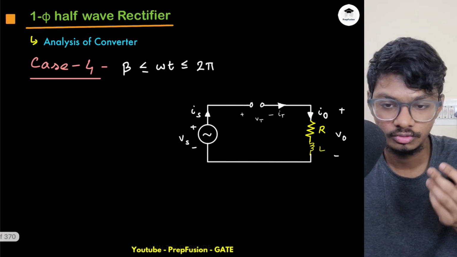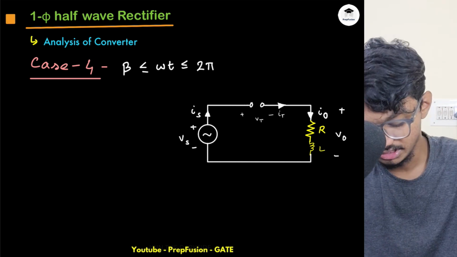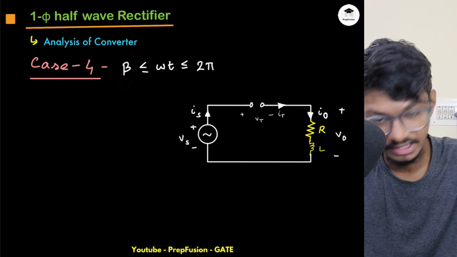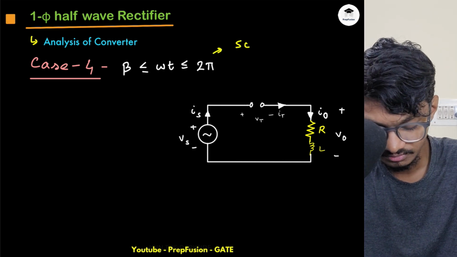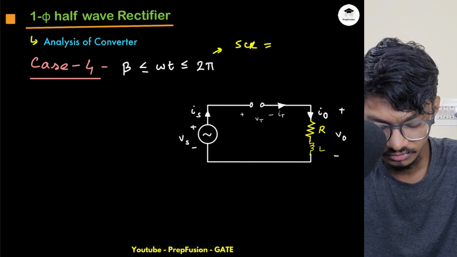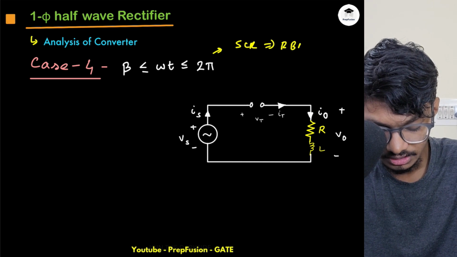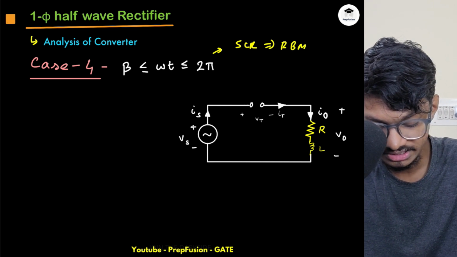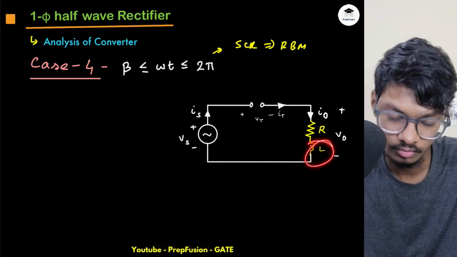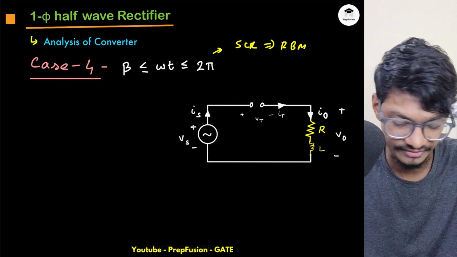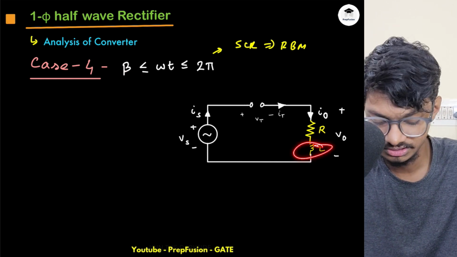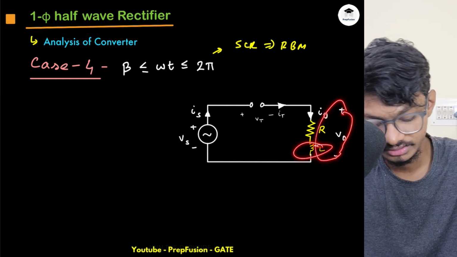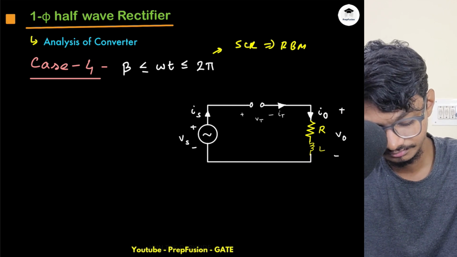Now let's go to case 4. Case 4 is also very easy. At beta, the current becomes 0. If the current becomes 0, the SCR instantaneously moves into reverse blocking mode. Why? Because if the current is 0, current is not changing anymore, hence VL at beta minus will be 0, so my VO will also be 0 in this case.